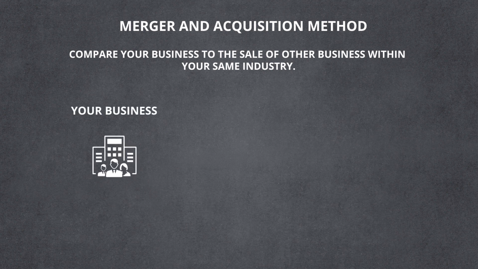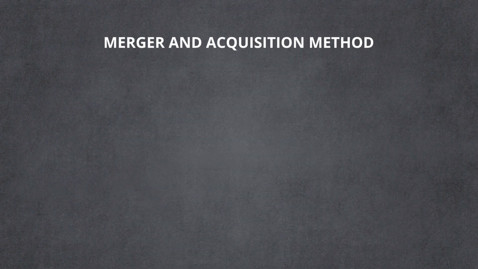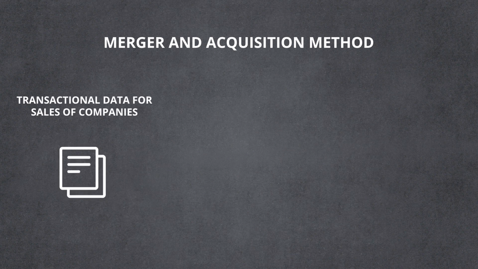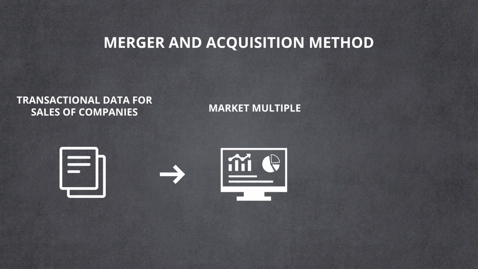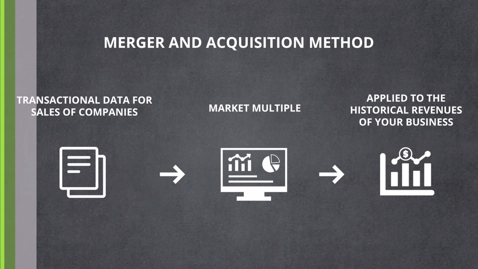The most common market method that we see being used is the merger and acquisition method. This method is going to compare your business to the sale of other businesses within your same industry. It is the most direct approach for establishing market value. This method can be applied using both private or public company data, but for most closely held small businesses, there isn't much public data available. To apply the merger and acquisition method, you need to pull transactional data from sales of other companies within your industry to find the market multiple. The market multiple will then be applied to the historical revenues of your business.